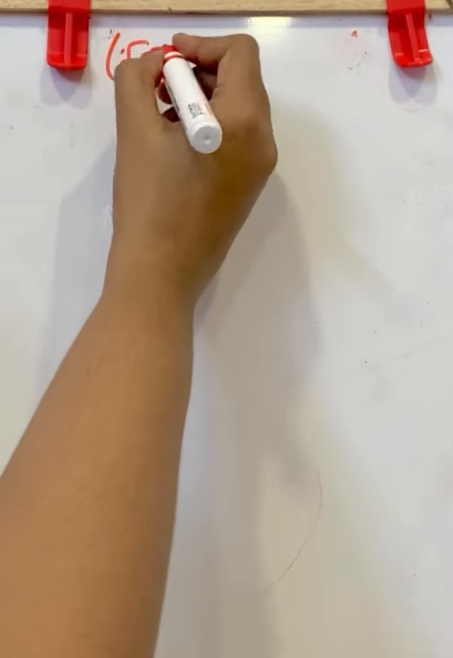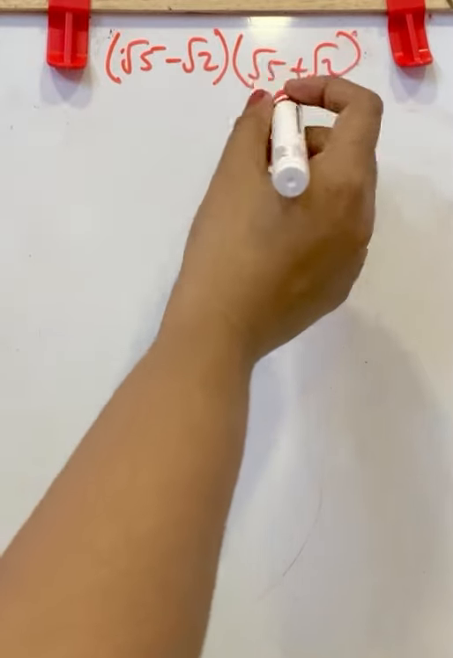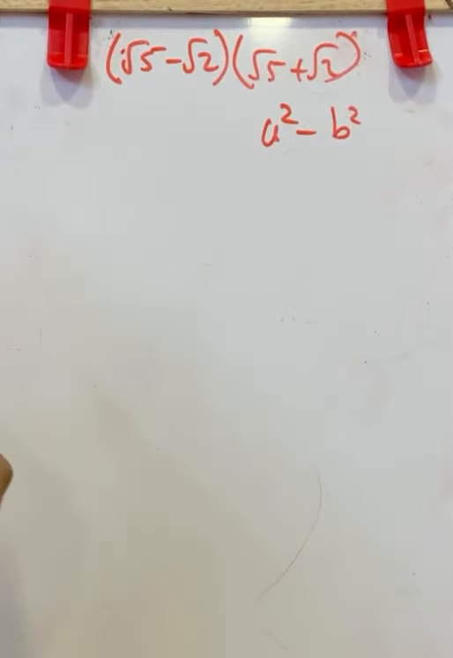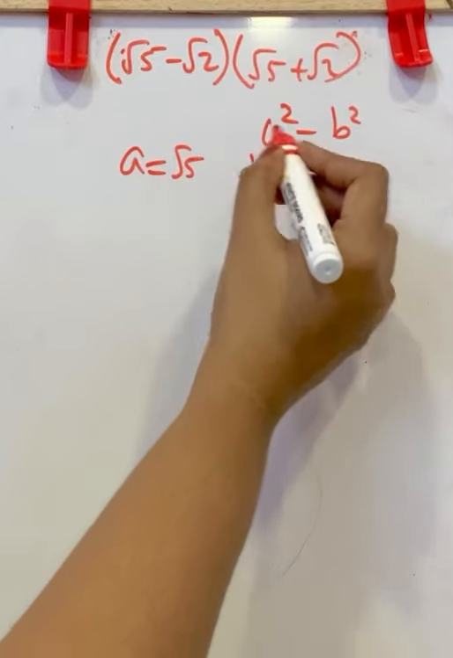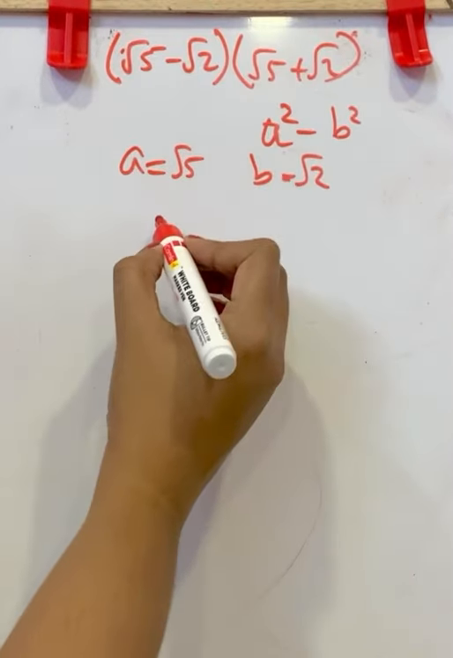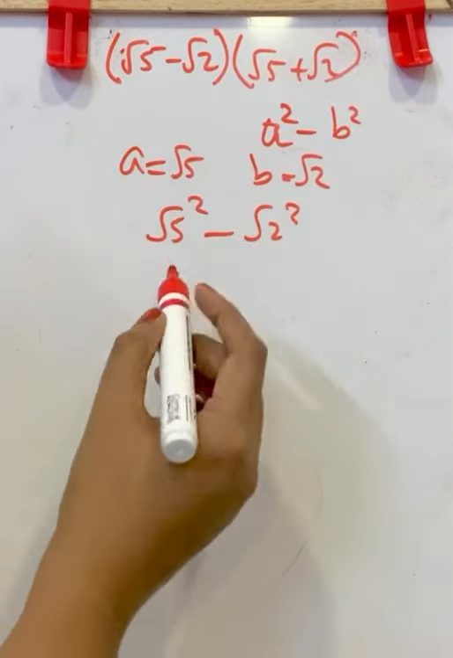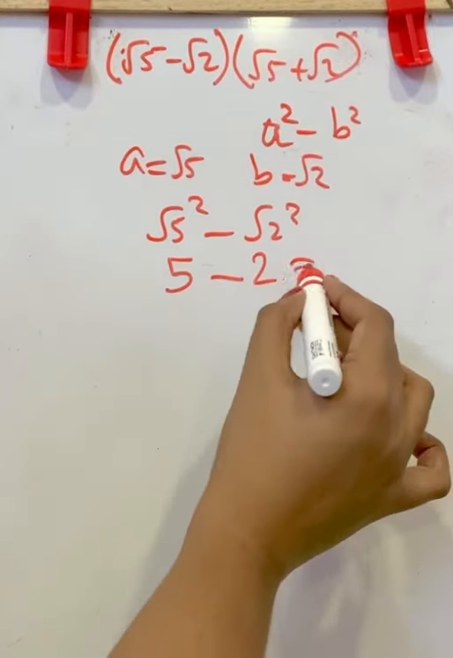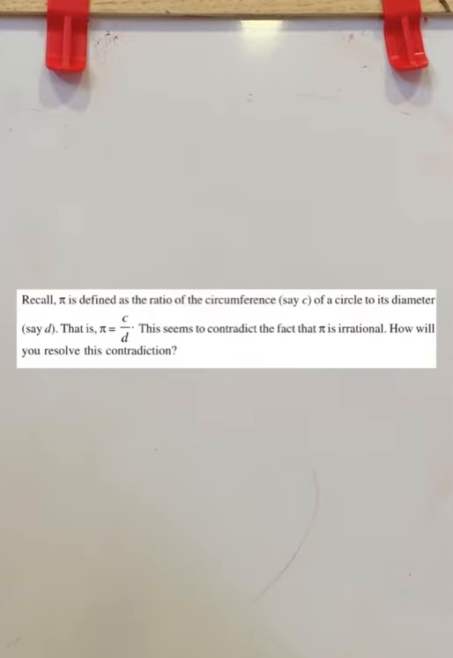Next, (root 5 minus root 2) into (root 5 plus root 2). This is (a minus b) into (a plus b). A square minus b square is the answer. Now a is root 5 and b is root 2. That is a square minus b square, which becomes root 5 square minus root 2 square. Root 5 square is 5, minus root 2 square is 2. 5 minus 2 is 3. 3 is the answer.